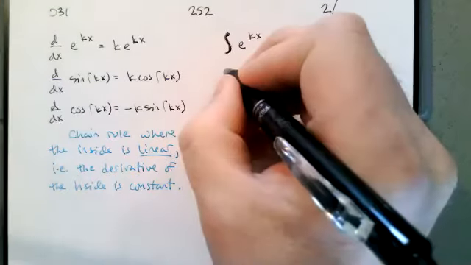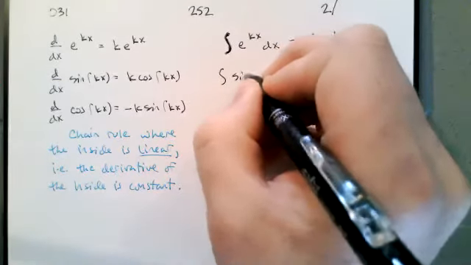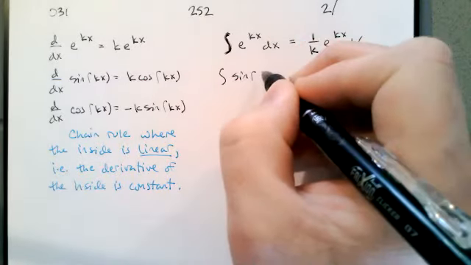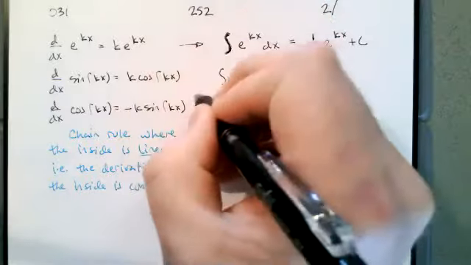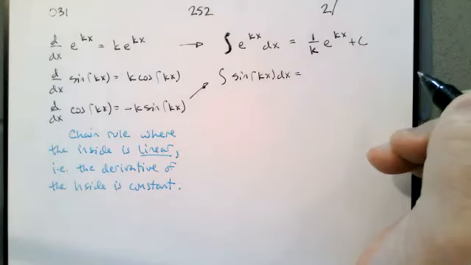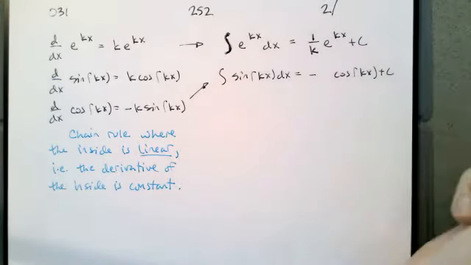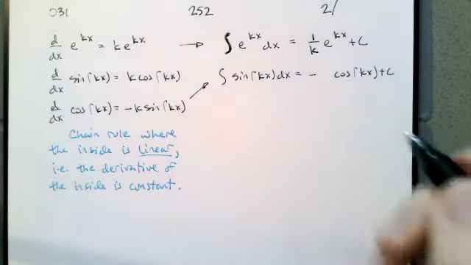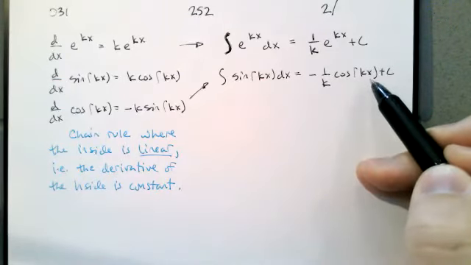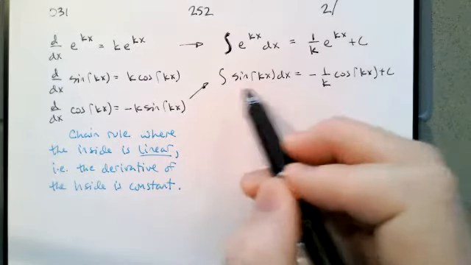So we've expanded a little bit with the anti-chain rule. If we want to integrate sine of kx dx, we're going to have a negative cosine of kx plus c, but instead of having a k like when we took the derivative, we'll have a 1 over k because we're going the other direction. The derivative of cosine of kx is sine of kx times k, and the k will cancel out the 1 over k to get us back to where we started.